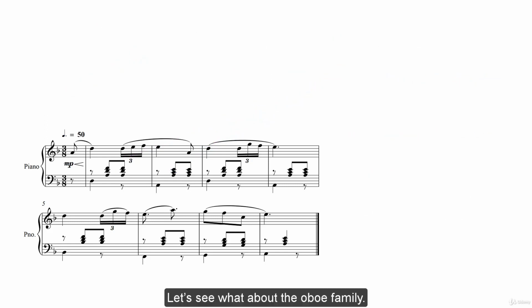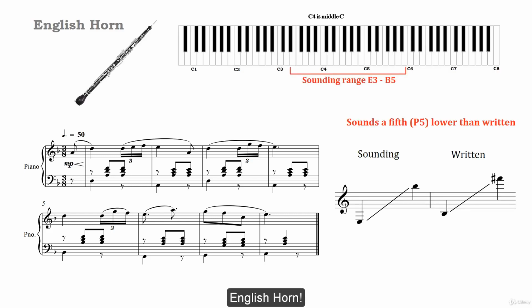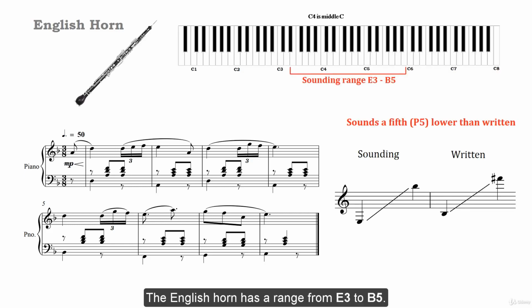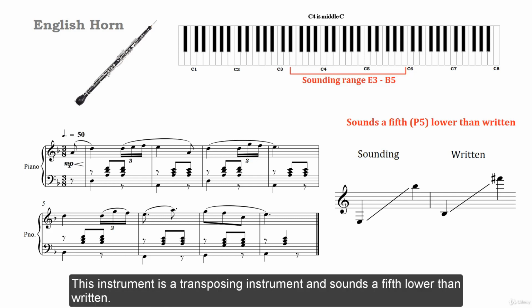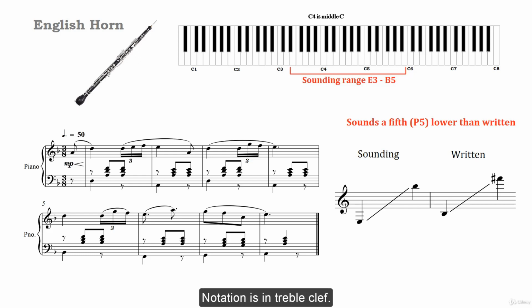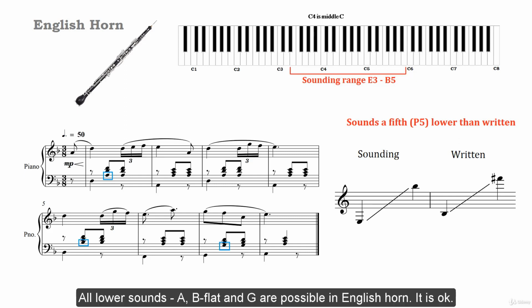Let's see what about the oboe family. English horn. The English horn has a range from E3 to B5. This instrument is a transposing instrument and sounds a fifth lower than written. Notation is in treble clef. Now let's look at the piano score. All lower sounds A, B-flat and G are possible in English horn. It is okay.